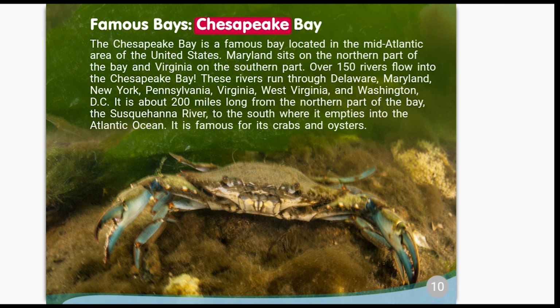Famous bays. Chesapeake Bay. The Chesapeake Bay is a famous bay located in the mid-Atlantic area of the United States. Maryland sits on the northern part of the bay, and Virginia on the southern part. Over 150 rivers flow into the Chesapeake Bay. These rivers run through Delaware, Maryland, New York, Pennsylvania, Virginia, West Virginia, and Washington, D.C.